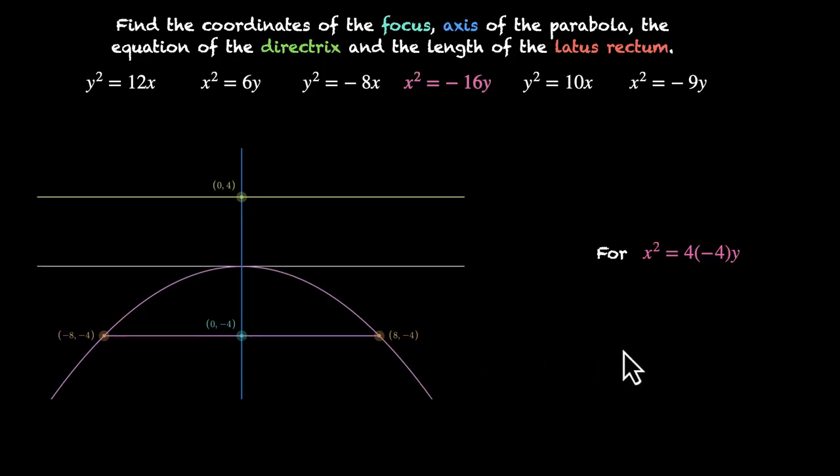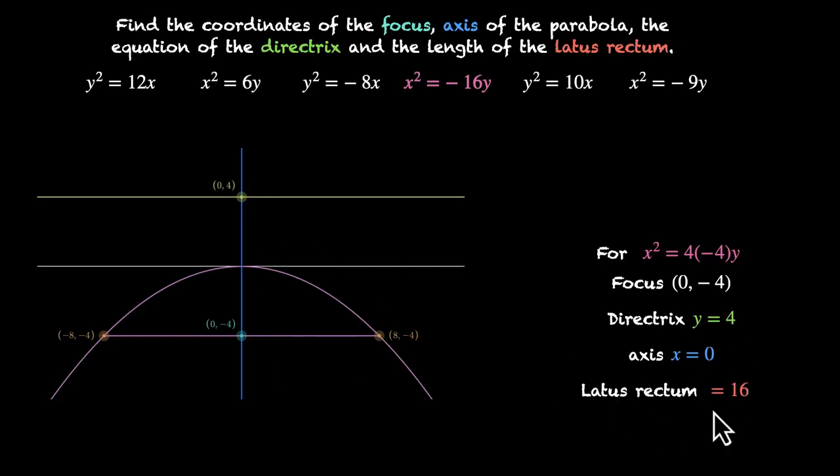So let's write this down. The focus is (0, -4). The directrix is y equals 4. The axis is the y-axis, so it's x equals 0. And the length of the latus rectum is going to be 16.